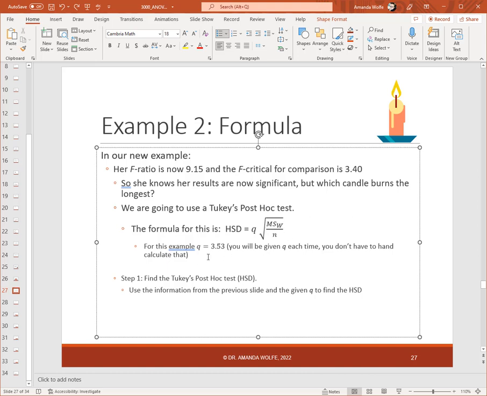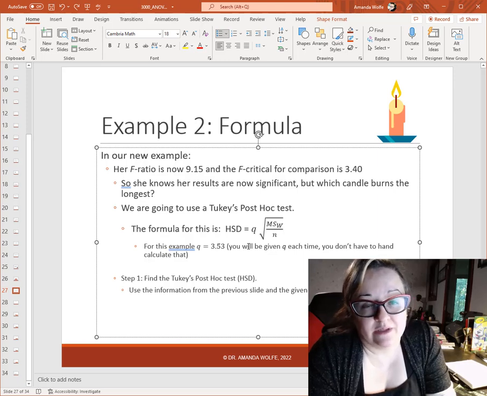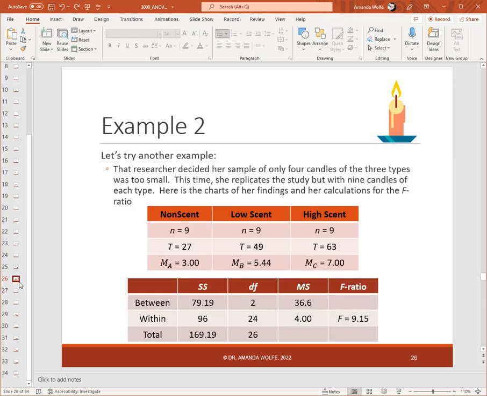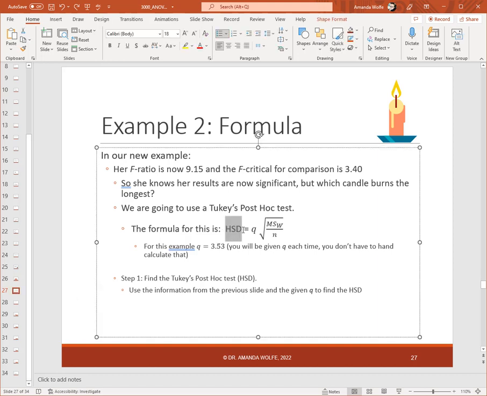For this example, Q is going to be 3.53. I will give you Q each time. You don't need to know how to calculate it. It's a whole extra step that we don't need to bother with. So for step 1, I want you to take what you know from the previous slide with the results and this slide here with the formula and come up with what is our HSD, what is our Tukey's post hoc test value.